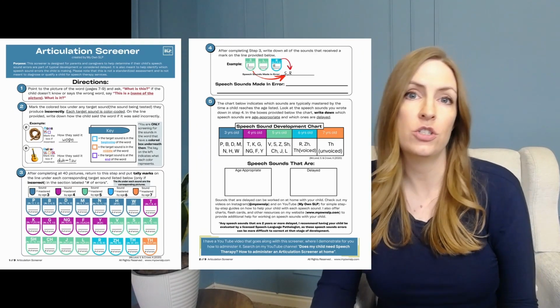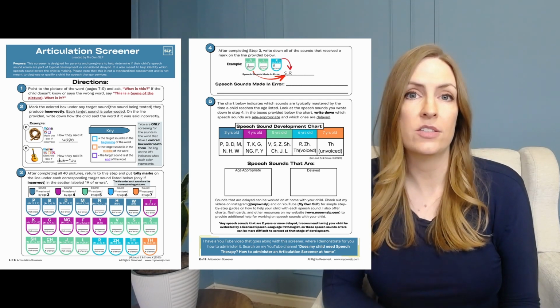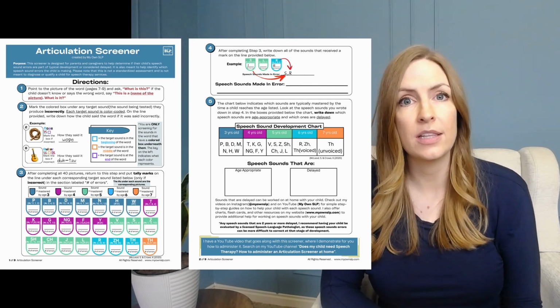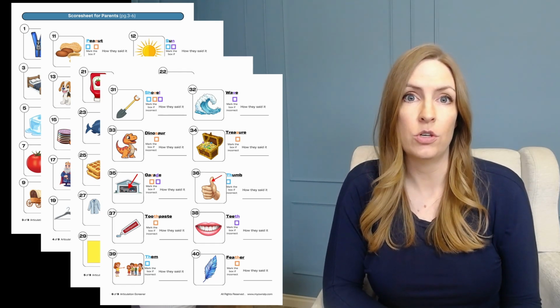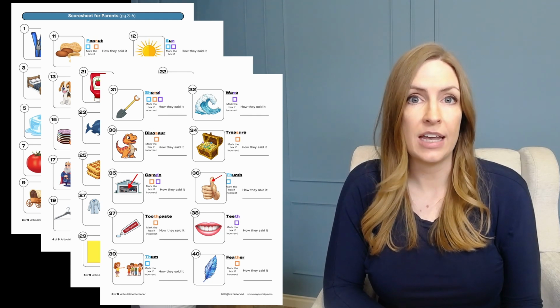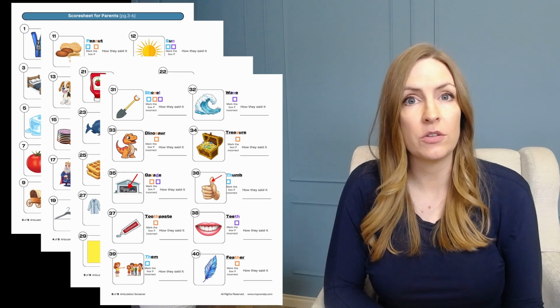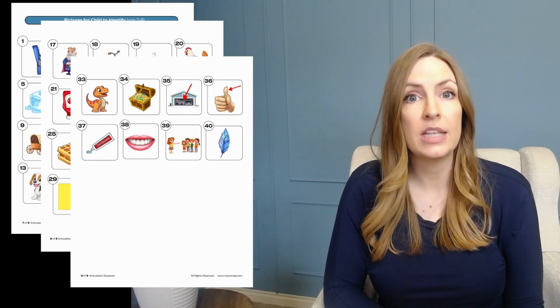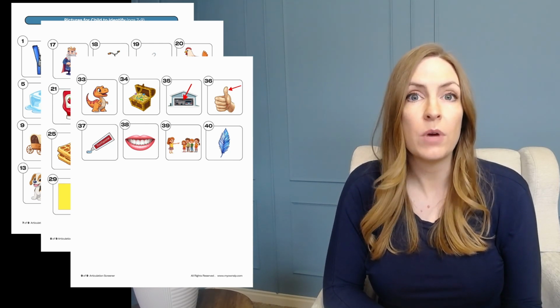Starting out, I'll show you the layout of the screener. On the first 2 pages, 1 and 2, we have the instructions as well as charts showing you how to score this screener at the end. On pages 3 through 6, this will be your score sheet that you use to write down notes as you're going through and listening to your child say each of these words. And it'll also show you how to mark any mistakes so that you can keep track of that. Then on pages 7 through 9, these are the images that you will be showing to your child and having them label so that they can have those right in front of them.